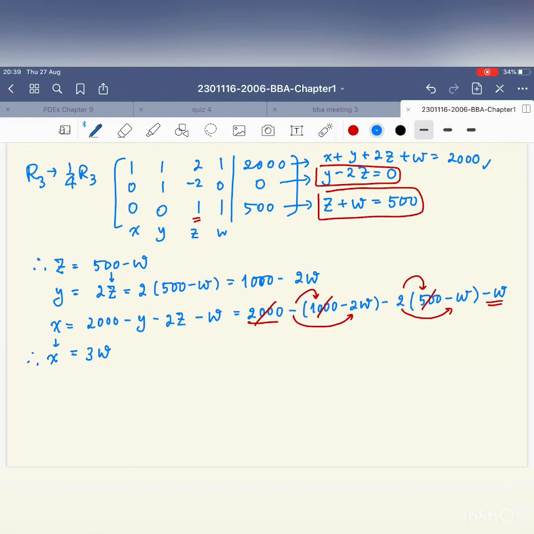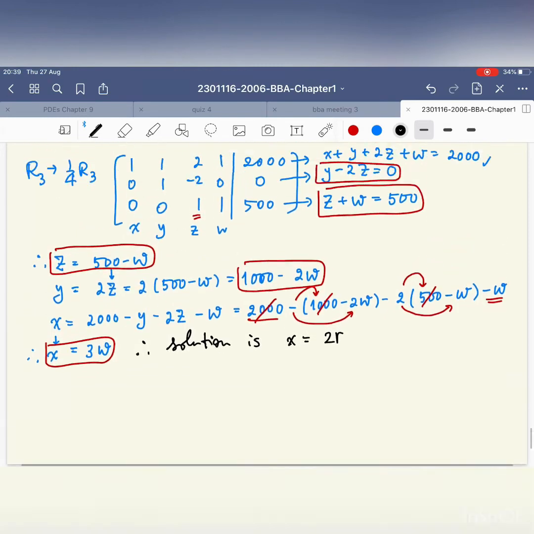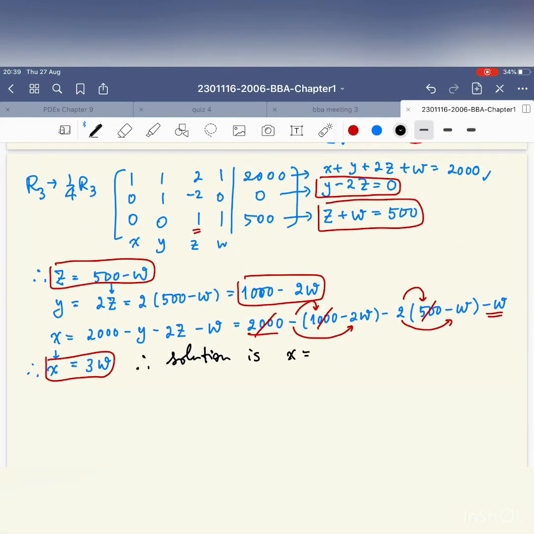Okay, as your x. So it seems that each and every variable depends on w, you see. So usually we are going to say that the solution is x equals to 3r. So we use a parameter r, sorry, not 2, 3 r's. Y equals to 1000 minus 2r. Z equals to 500 minus r, and then your w equals to r itself.